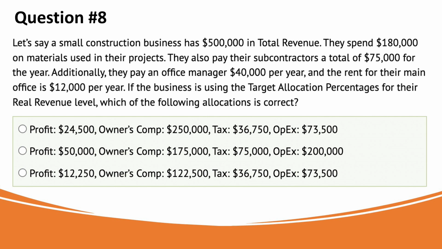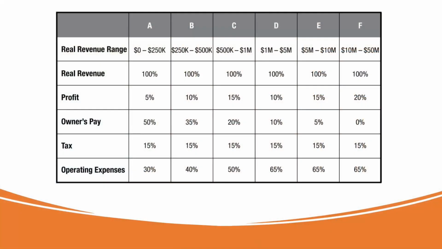So the first thing that we need to do is figure out what their real revenue number is, because the real revenue number is what you base your allocations off of. And from question number 1, you already know this. Real revenue is total revenue minus materials minus subcontractors. And the real revenue number is then what we do the target allocation percentages off of.